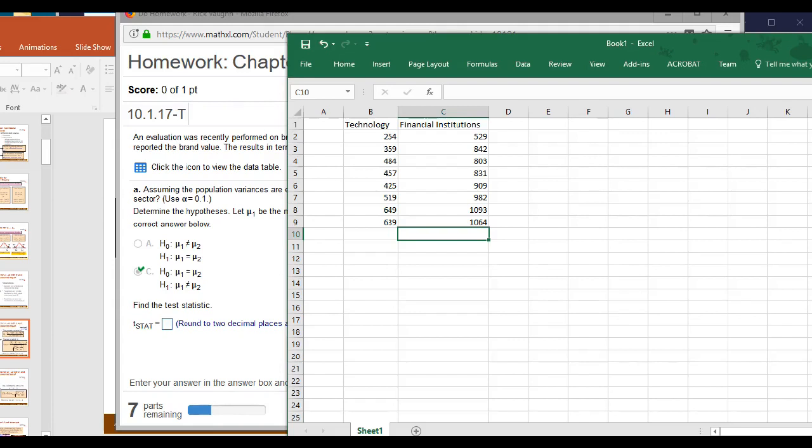That other Excel sheet wouldn't open up, so I actually retyped the data into a new Excel sheet. I also inserted a blank column over here just so I could have some room to write some labels in. So we have these two different sets of data, technology and financial institutions, and we're trying to compute the T-stat.